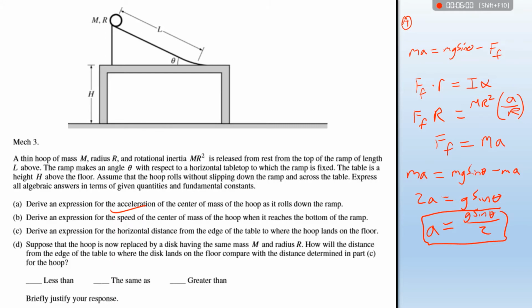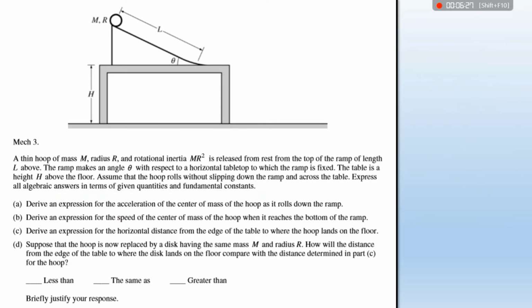Okay, they told us we have to express all algebraic answers in terms of the given quantities, that's m, r, moment of inertia, and an angle theta, and fundamental constants. So gravity is a fundamental constant, so that's okay. Theta is one of the given quantities, so that's okay too. So I think we're fine. Any questions on part A? Nope. Moving on, part B.